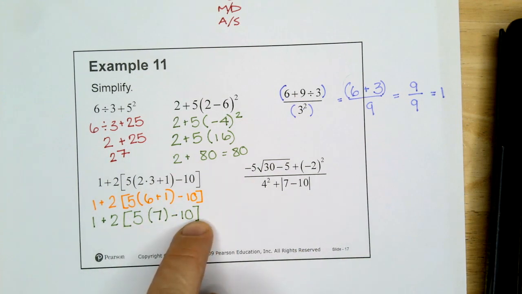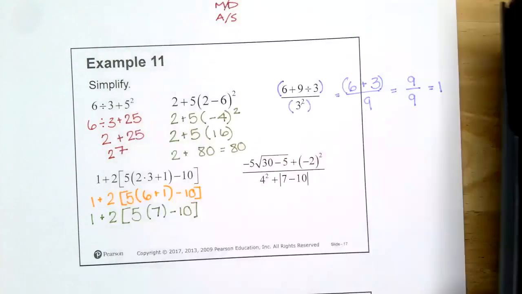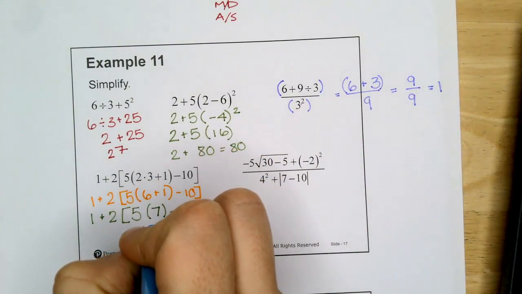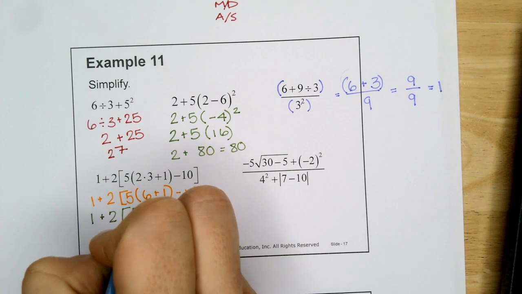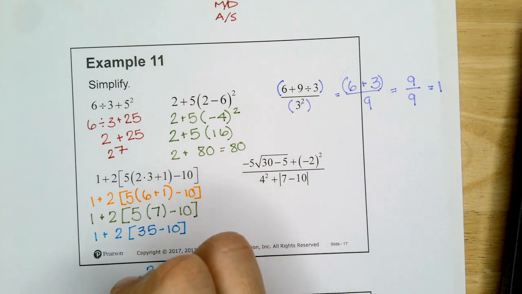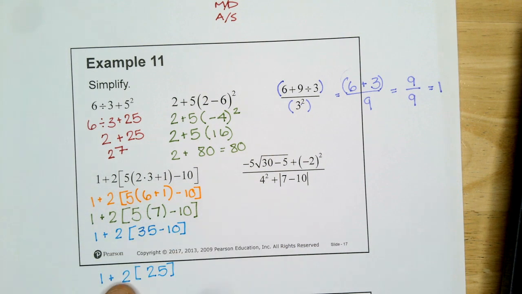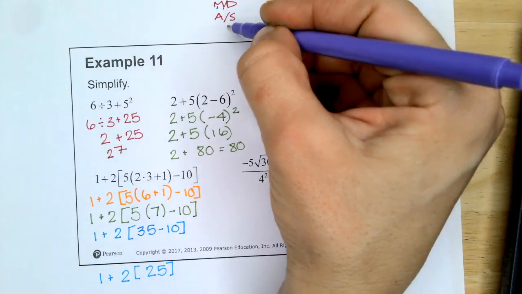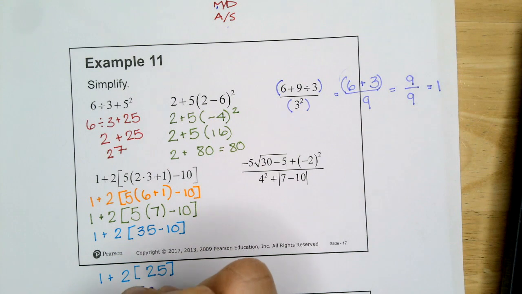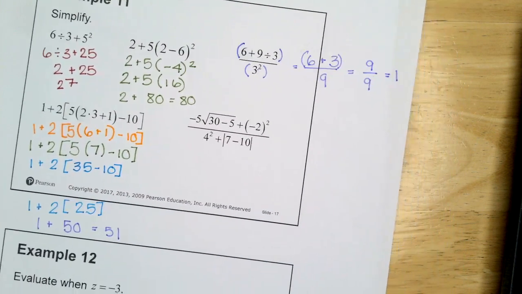What should I do first? I should multiply, right? 7 times 5, 35. Now that is 35 minus 10 within a grouping symbol times 2 plus 1. 35 minus 10 is going to be 25, but that is still times 2 plus 1. Here, my only operations left are addition and multiplication. According to this list, I need to multiply before I add. 2 times 25 is 50. 50 and 1 is 51. Good.